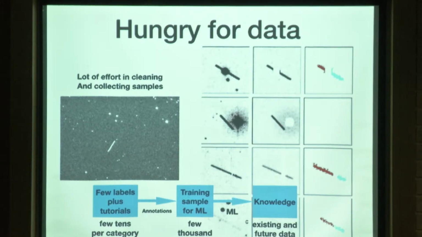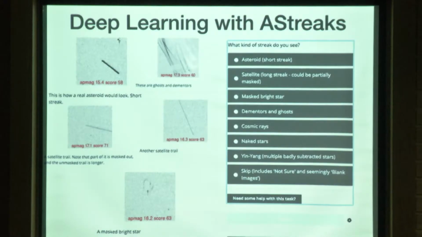So what happens is that there are a few labels and tutorials. What that can do is that you can have a few tens per category, and then you can use some kind of annotations, and I'll give you one example of that, to try to get a few thousands of examples. And that is what is going to be useful for a machine learning training set. And once you have that, then you can do machine learning and you can extract knowledge from the data that you have. And then that can be used for existing and future data.